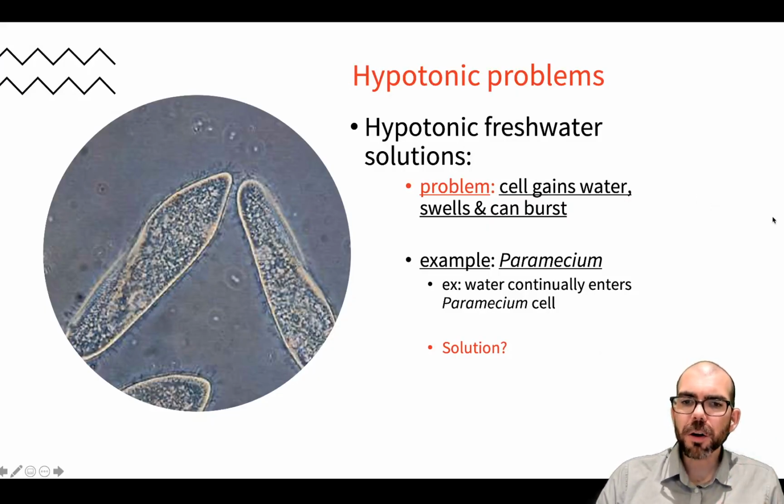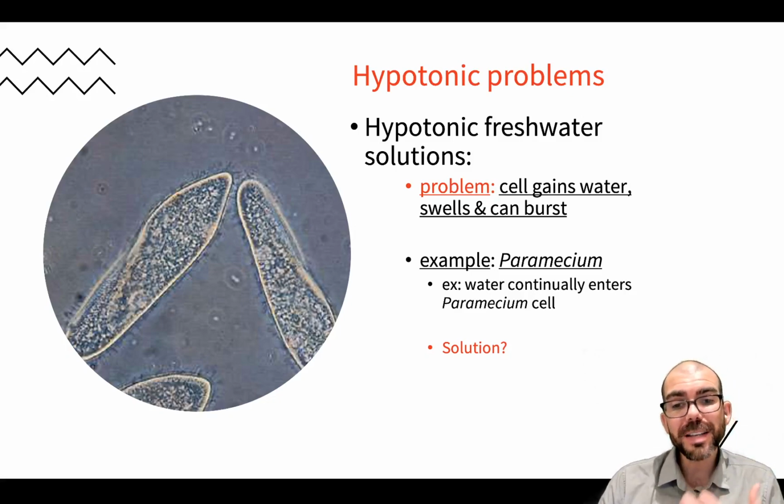Think about freshwater organisms like this single-celled protist here called a paramecium. This organism is in freshwater, meaning that the environment it's in always has less solute than it does inside itself. Living things need salt and other particles in their solution to survive. Freshwater, on the other hand, has very, very little.